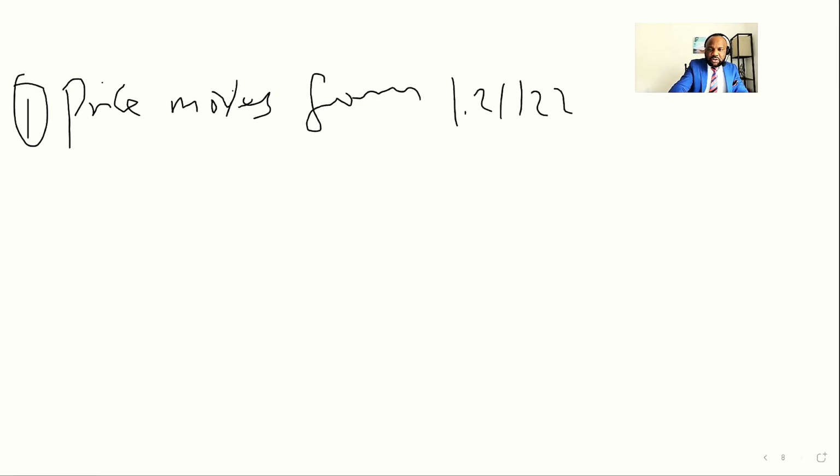Question number 1. So we have 4 scenarios. The first one is what we have done: find the difference between 2 prices. So price moves from 1.21122 to 1.21342. This is the first one.